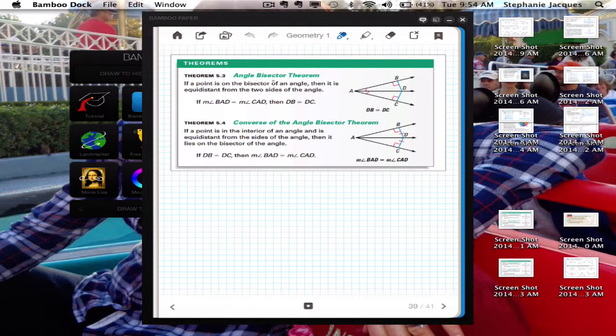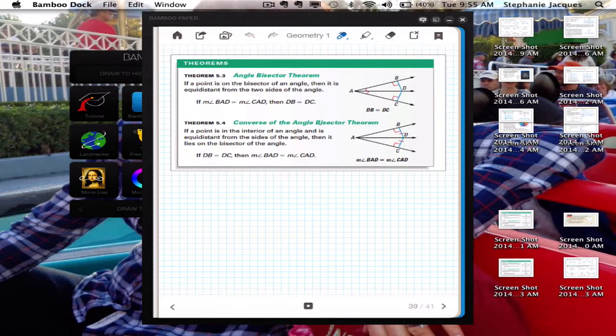The next bisector theorem is the angle bisector theorem. If a point is on the bisector of an angle, then it is equidistant from the two sides of the angle. So in this example, if the measurement of angle BAD, so this one in here, is equal to CAD, then DB and DC will therefore be congruent. So once again, if this angle is congruent with this angle and there's a bisector in it, then you know that BD and DC are congruent.